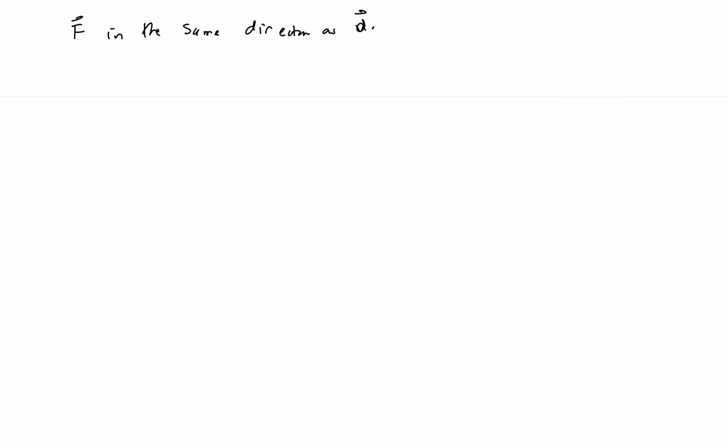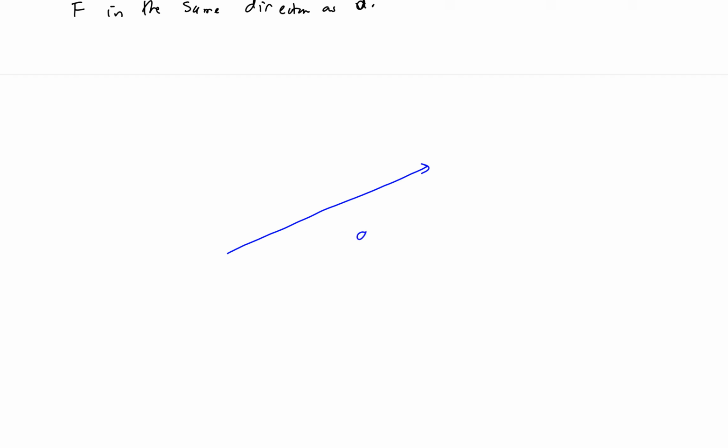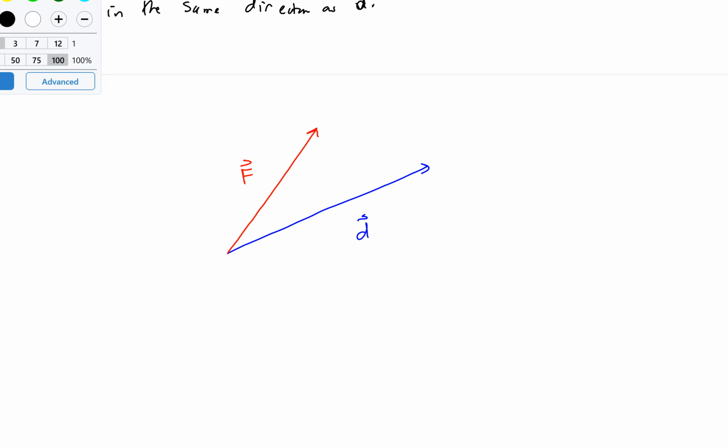So if you're thinking of this in terms of a picture, maybe I have some displacement vector here, d, and I have some force vector, F, like this. And so what this is saying is that if I look at this vector here, the only part of it that's actually doing any work is the part that's in the same direction as d. So I can break this vector up into two pieces here. The part that's in the same direction as d, and the part that's perpendicular to d.